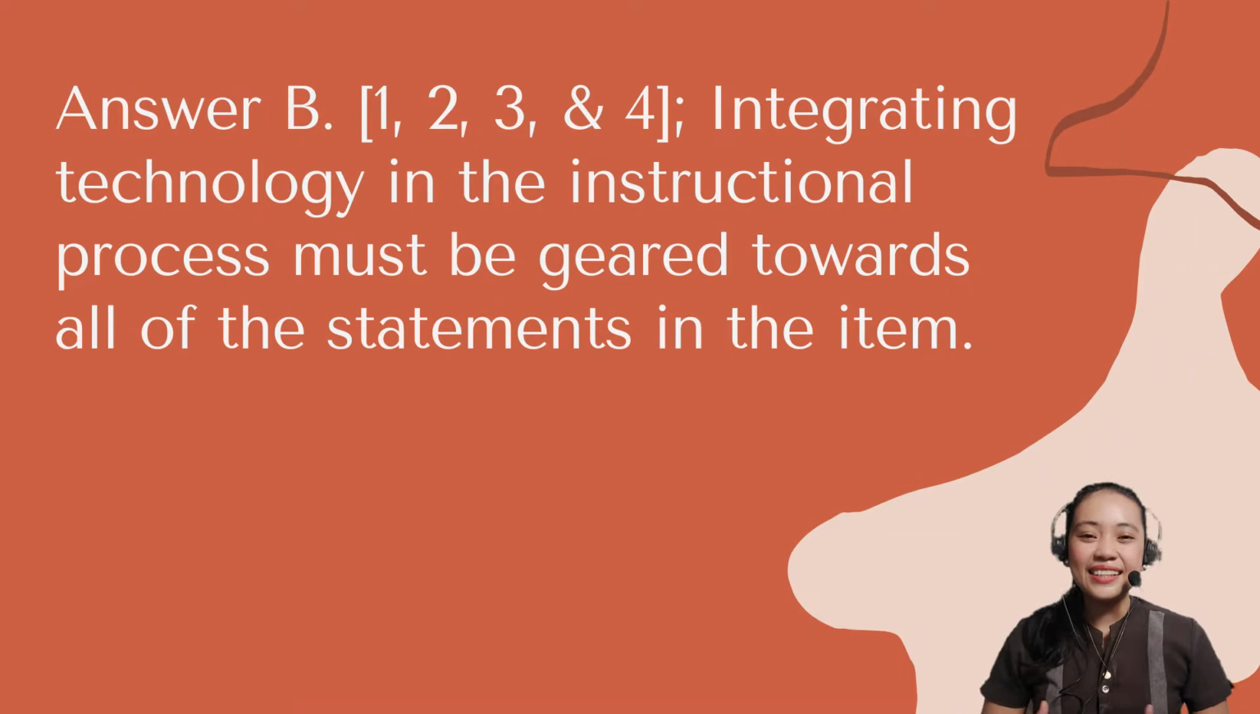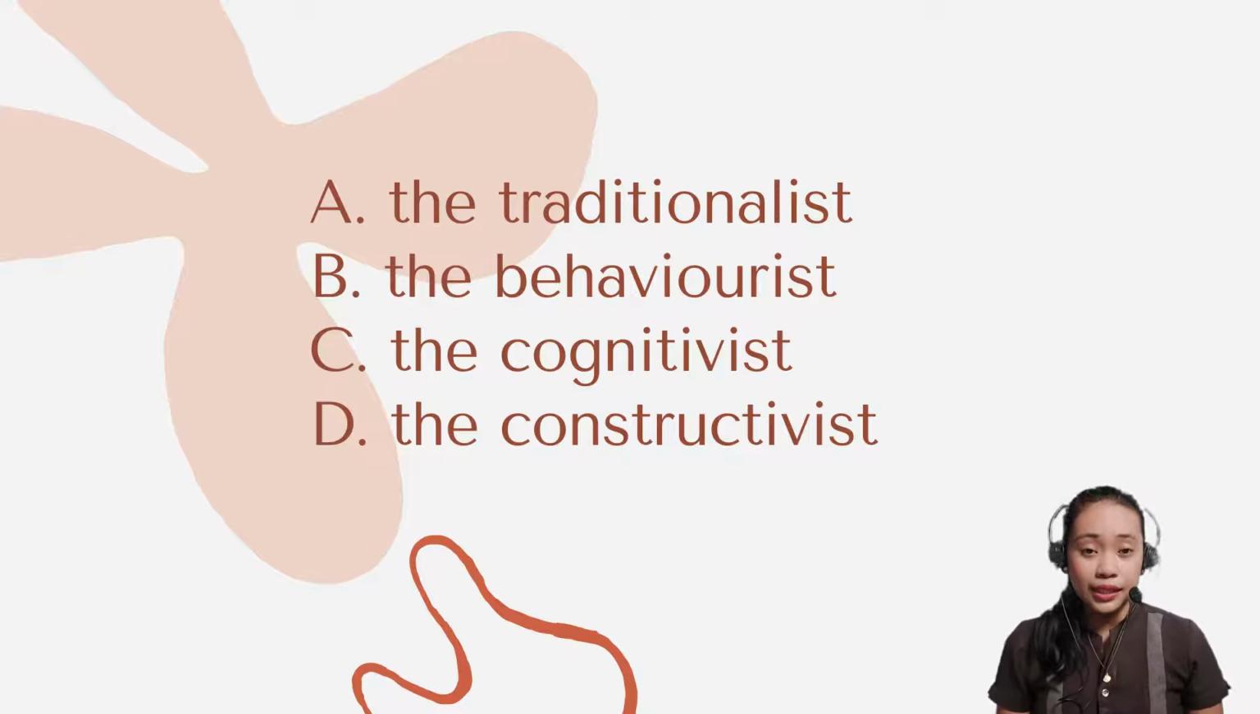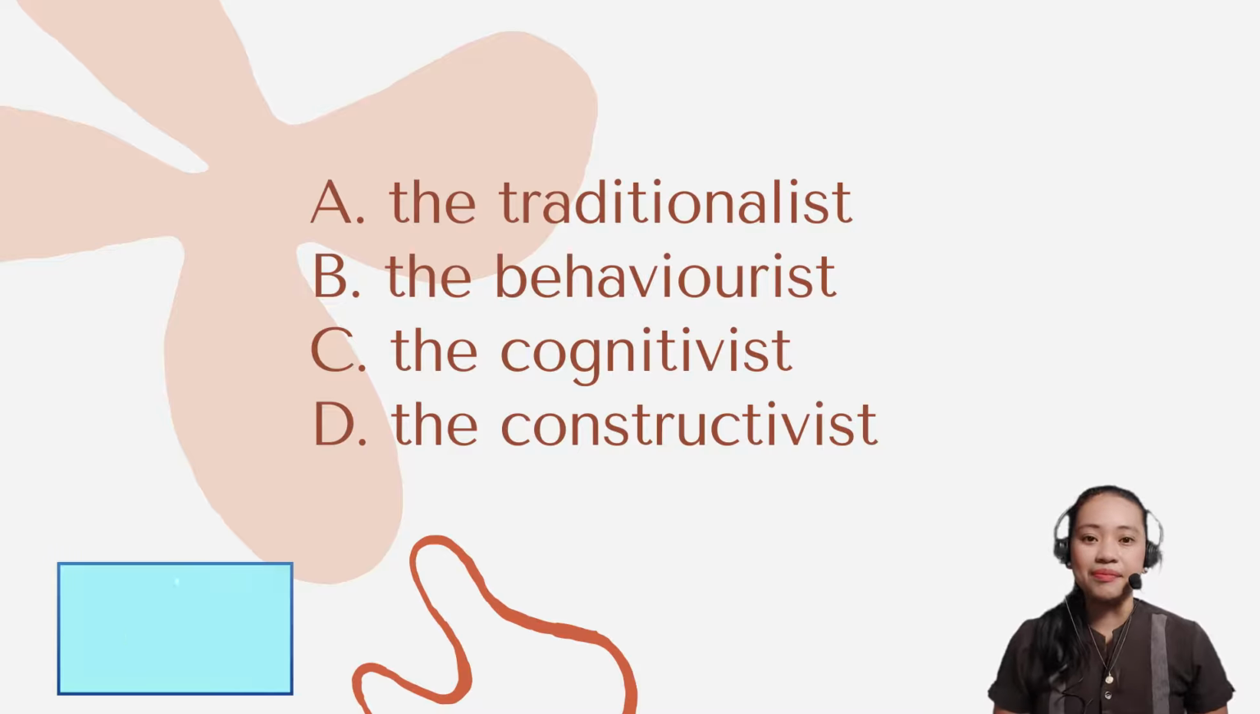Okay, so the correct answer is letter B, 1, 2, 3, and 4. Integrating technology, class, in the instructional process must be geared towards all of the statements in the item. Number 7, educational technology serves as learning tools that help learners understand. This is according to whom? Letter A, the traditionalist. Letter B, the behaviorist. C, the cognitivist. Or D, the constructivist.